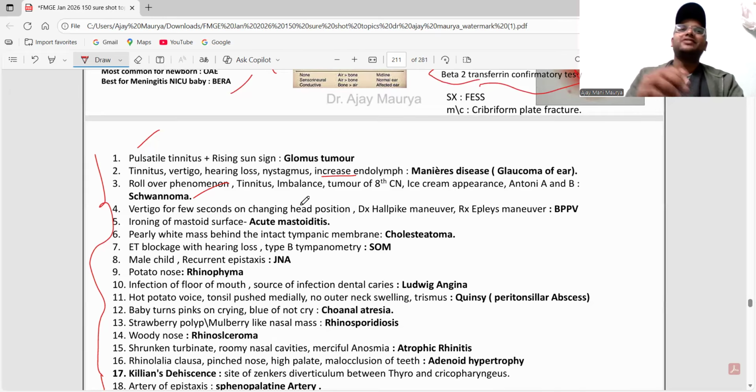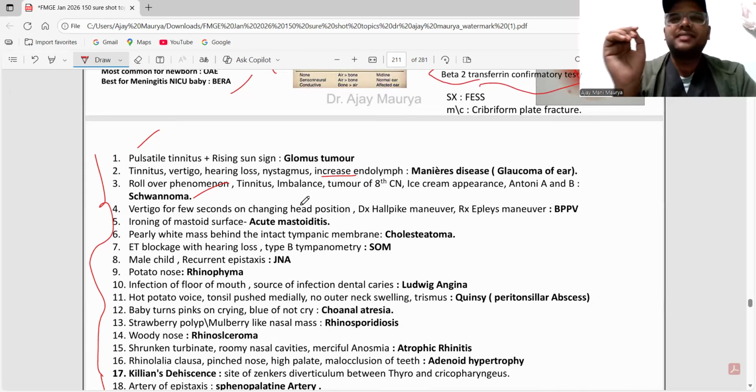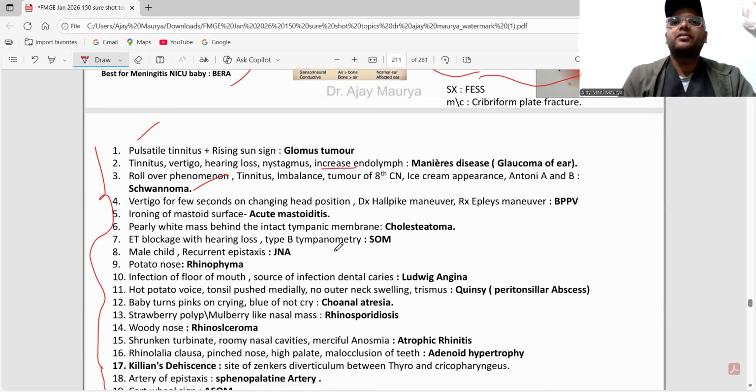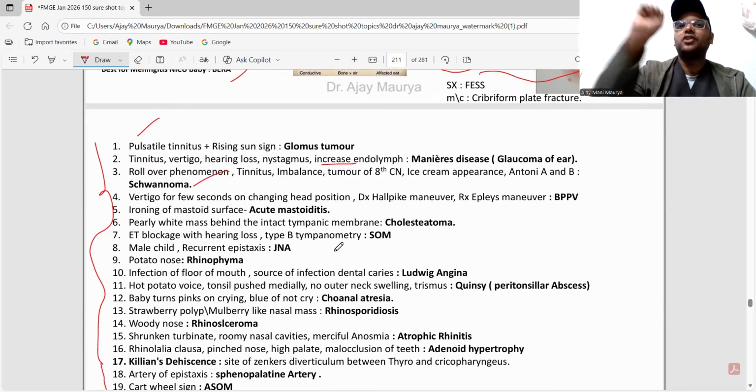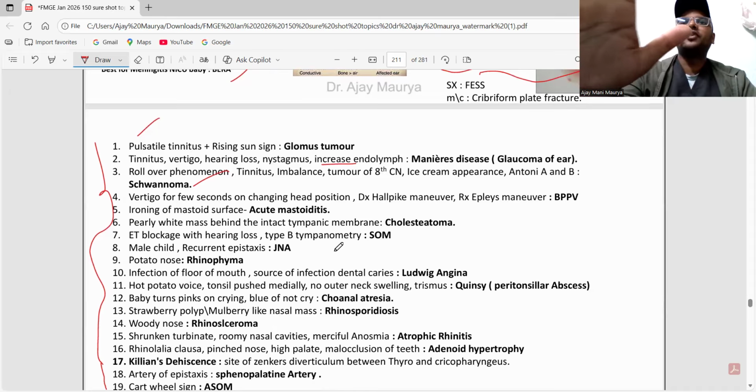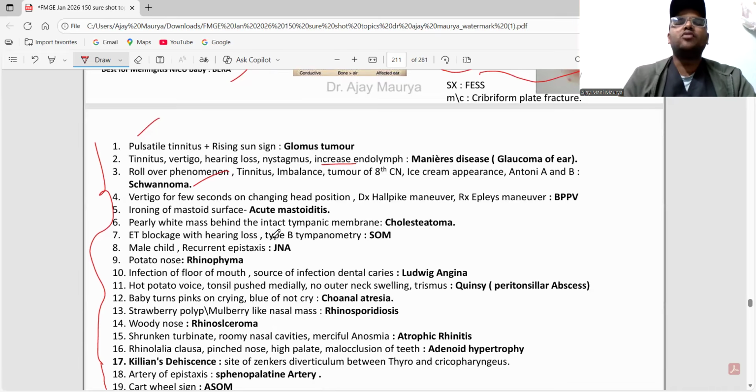Okay, see. Next one, ironing of the mastoid, seen in the case of acute mastoiditis. Pearly white mass behind the intact tympanic membrane in the case of the cholesteatoma. That's how you have to close the answer and tell me. Next, eustachian tube blockage with hearing loss and type B tympanometry seen in the case of serous otitis media. Male child with recurrent epistaxis, seen in the case of the JNA, juvenile nasopharyngeal angiofibroma.